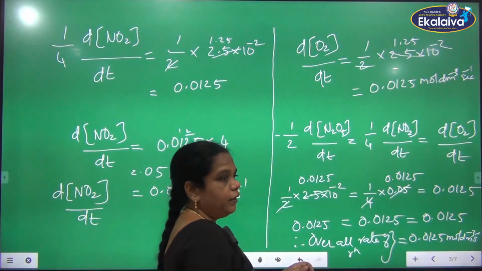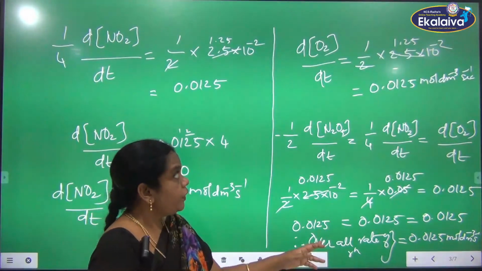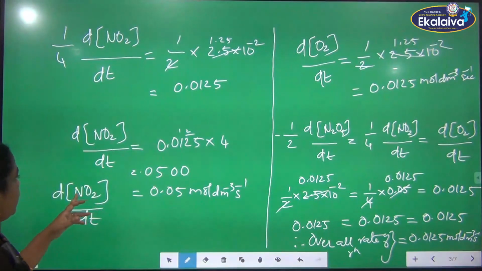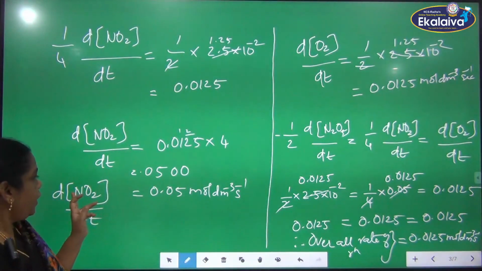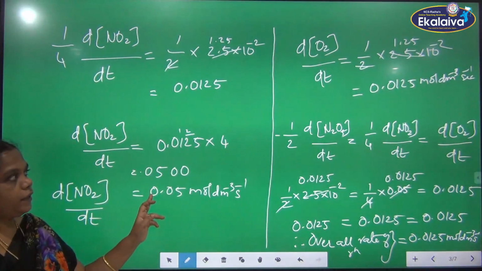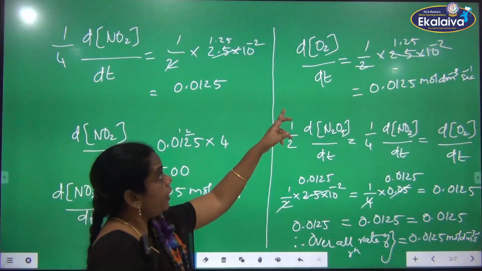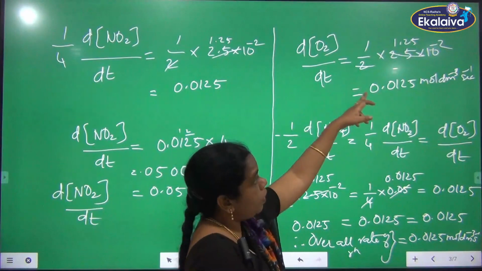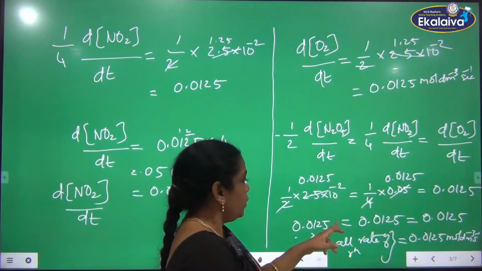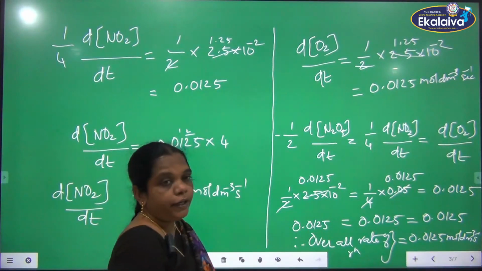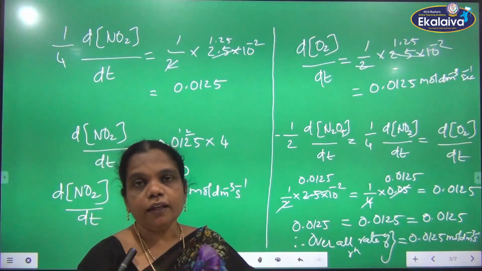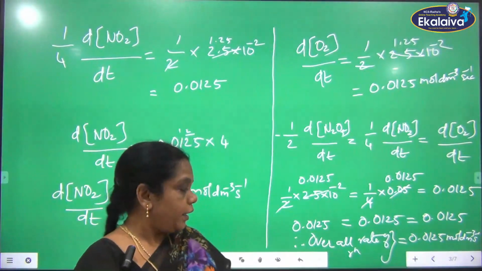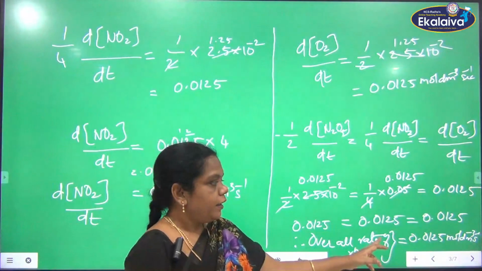So this is the answer for the overall rate of the reaction, and then this is the rate for the formation of the nitrogen dioxide, and this is the rate for the formation of the oxygen. So in this problem you have to find the rate of the appearance of NO2 and the overall rate of the reaction.